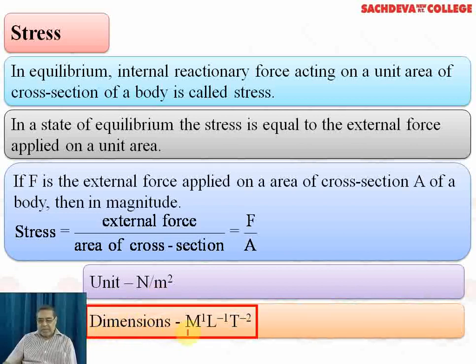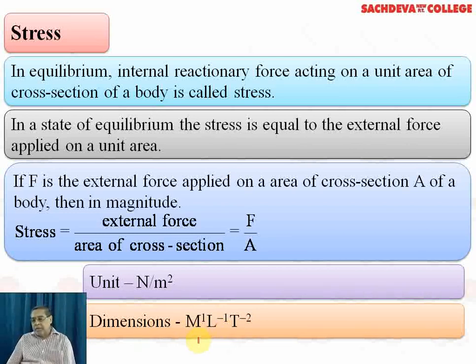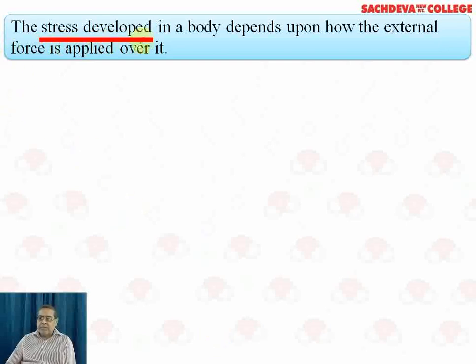Dimensions will be the same as that of force and area of cross section. So for force we take MLT minus 2, and for area of cross section we take L square, and then we simplify numerator and denominator. The final dimension comes to be M1 L minus 1 T minus 2. That is the dimension of stress. So this dimension is the same for elasticity also, or Young's modulus, or we can say it is also for the Hooke's law.